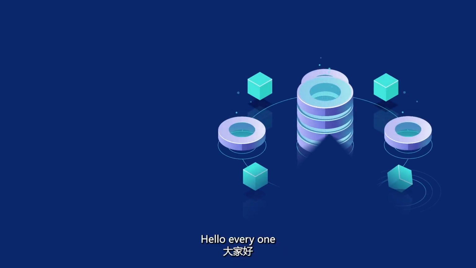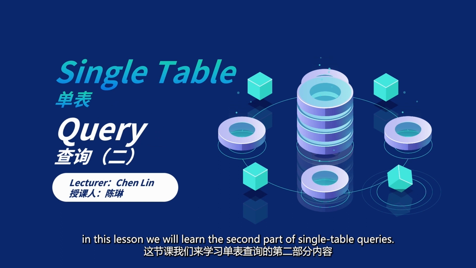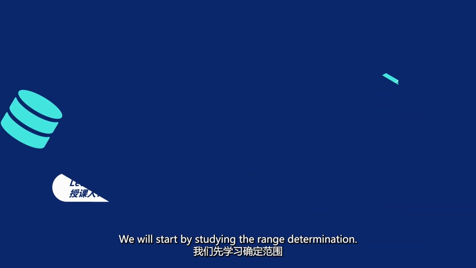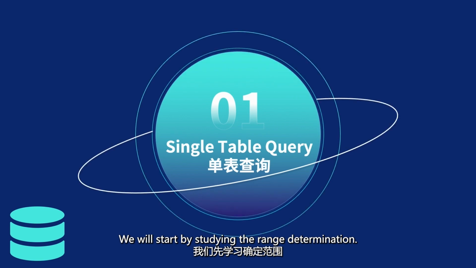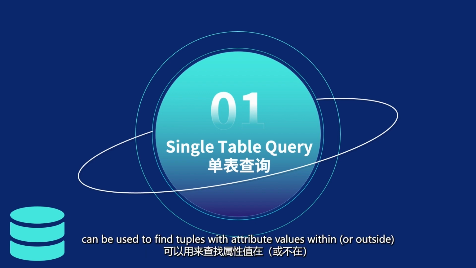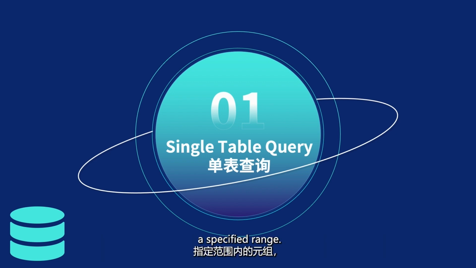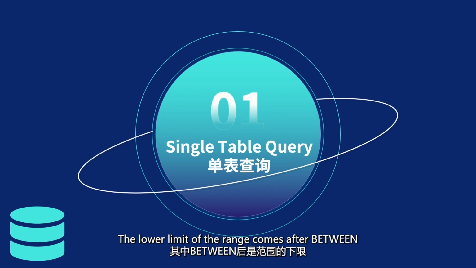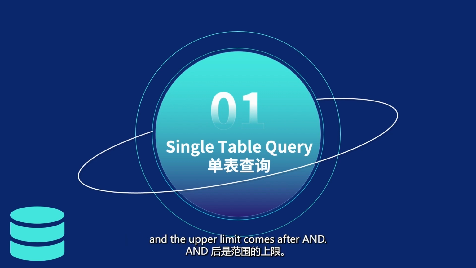Hello everyone. In this lesson, we will learn the second part of single table queries. We will start by studying the range determination. The predicates between and not between can be used to find tuples with attribute values within or outside a specified range. The lower limit of the range comes after between, and the upper limit comes after and.